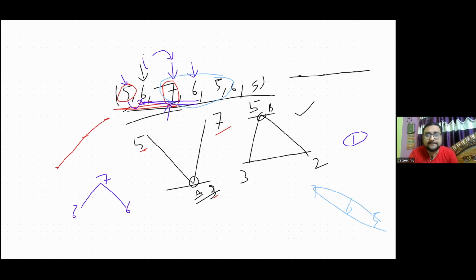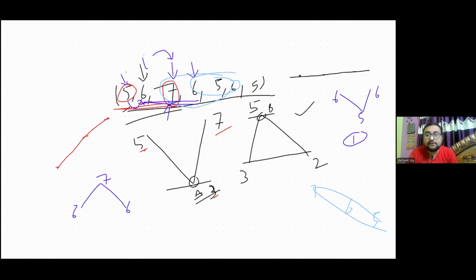6, 5 and 6. Is it forming anything? Yes, it will be forming. Let me show you. So if you can see, 6 is somewhere here, 5 is somewhere here, then 6 is somewhere here. What is it forming over here? It is forming a valley over here. So my counter will increase again.